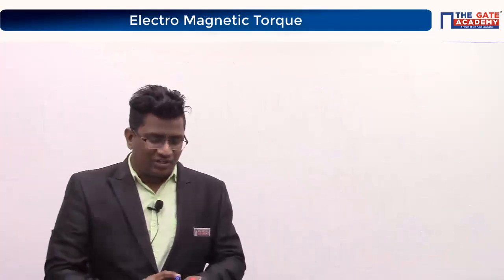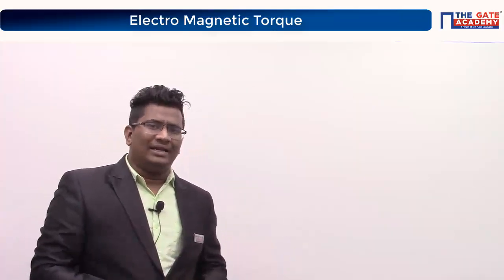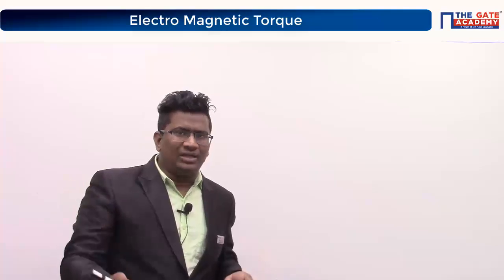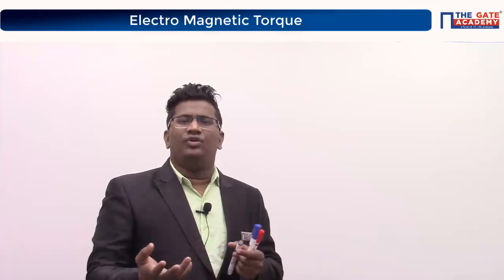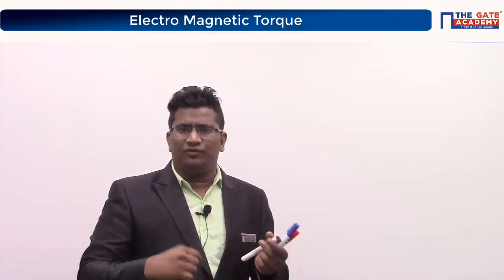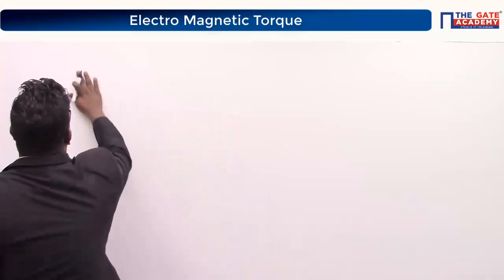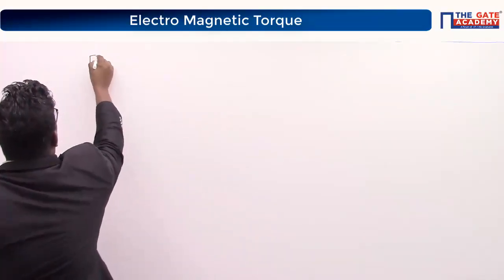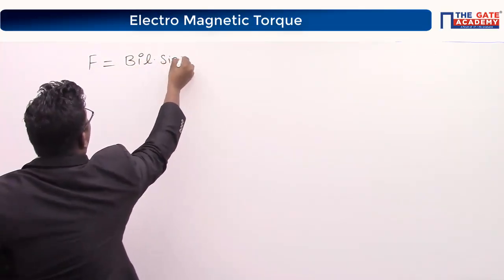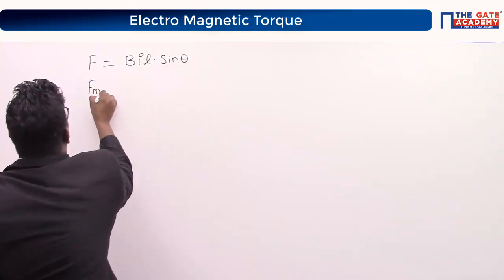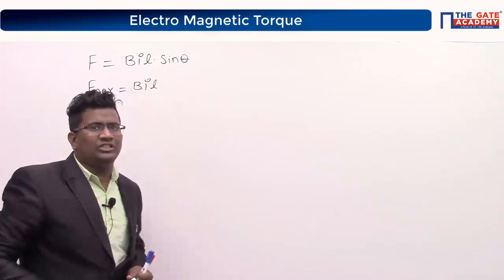Let us see the derivation for this electromagnetic torque. If you know which parameters your electromagnetic torque depends on, then if you vary that parameter, definitely your torque will improve. So tell me, what is the force which is acting on the conductor? Is it BIL sin theta? What is the maximum force? Maximum force is BIL.